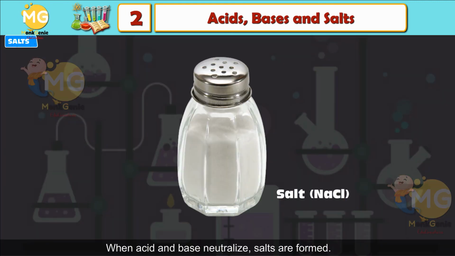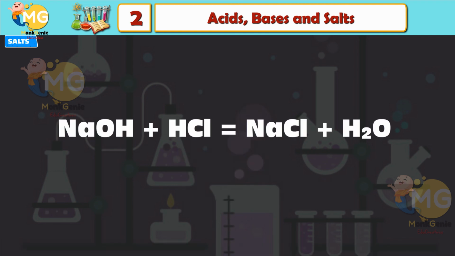Salts. When acid and base neutralize, salts are formed. Strong acid and strong base combine to form a neutral salt. NaOH + HCl = NaCl + H2O.